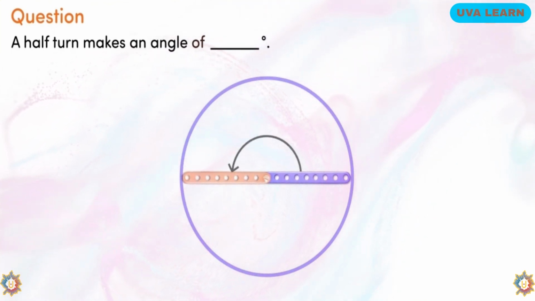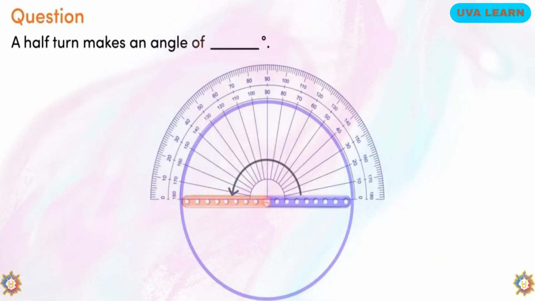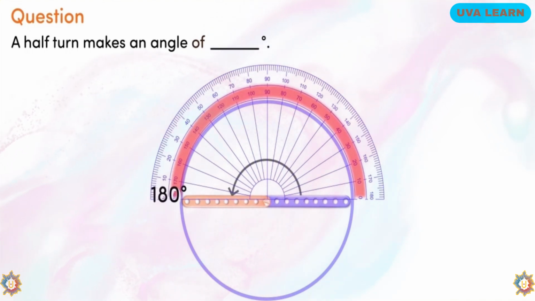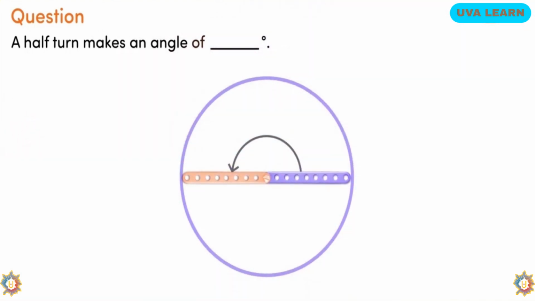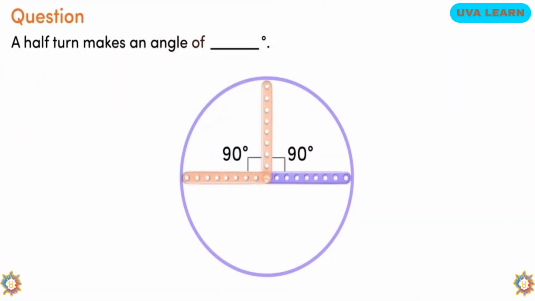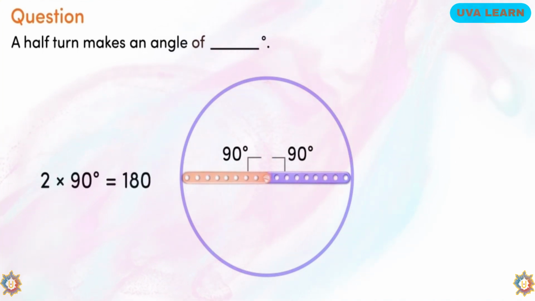Do you know what angle this is? Let's measure it using a protractor. It is 180 degrees. So, a half turn makes an angle of 180 degrees. We can also say that it is made up of 2 quarter turns, or 2 right angles. 2 times 90 degrees is the same as 180 degrees.